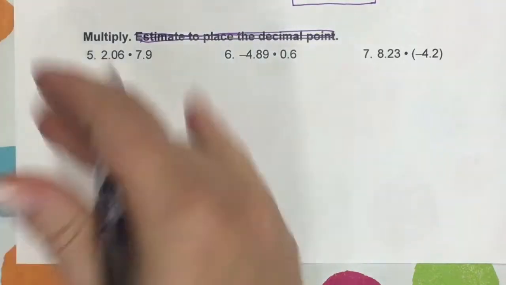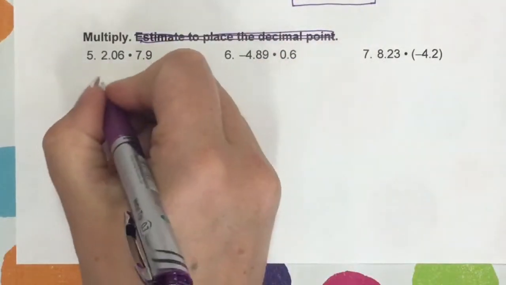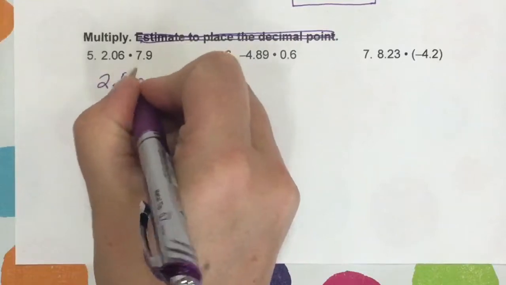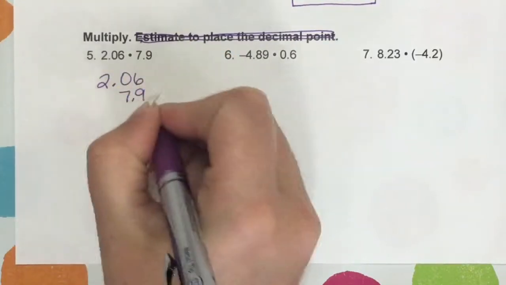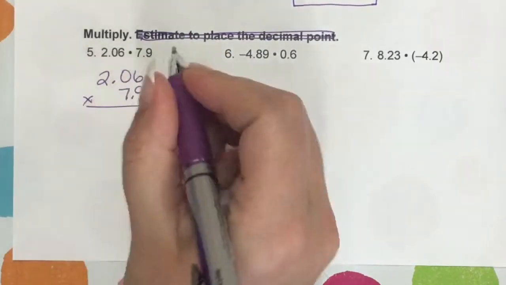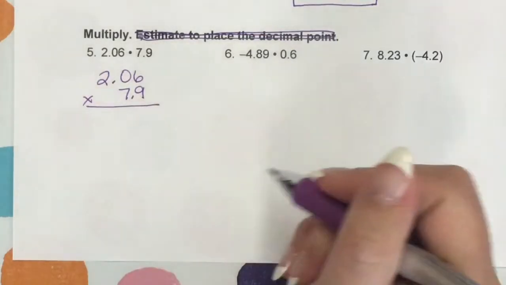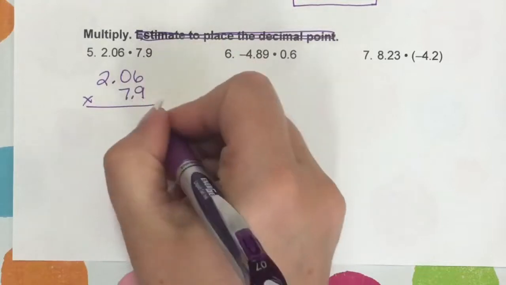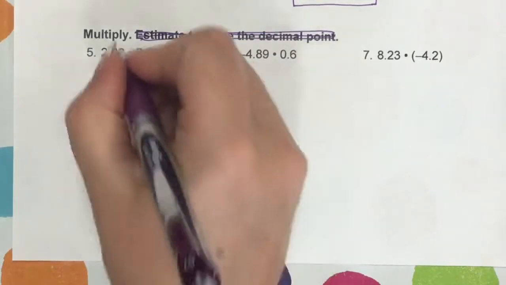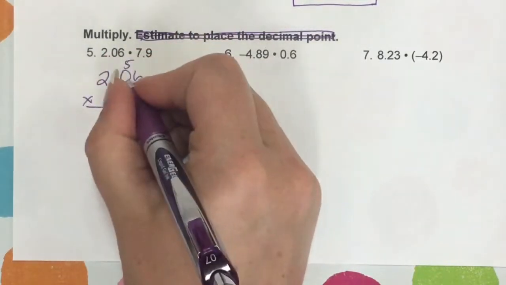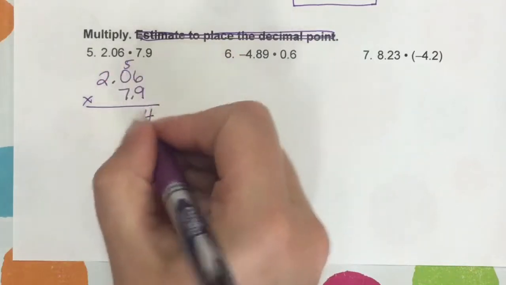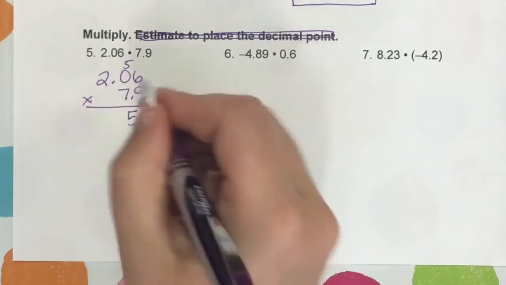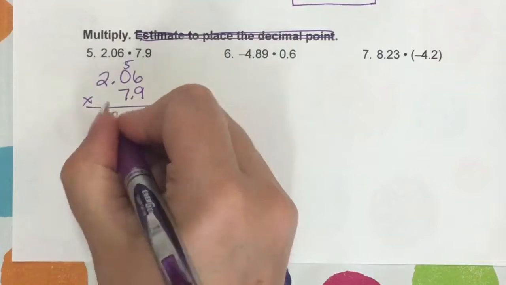So here we go. We're just going to write these down. 2.067.9. I'm just writing the numbers down. I don't care about the decimals at this point. And I'm just going to multiply like normal. 6 times 9, or 9 times 6, is 54. Write the 4, carry the 5. 9 times 0 is 0, plus 5 is 5. 9 times 2 is 18.